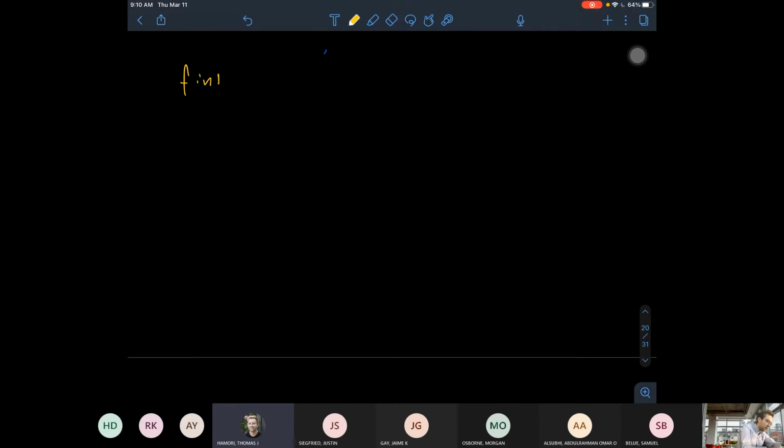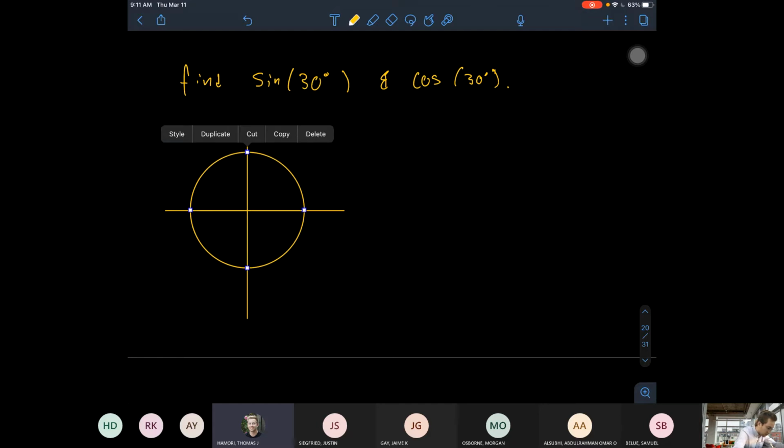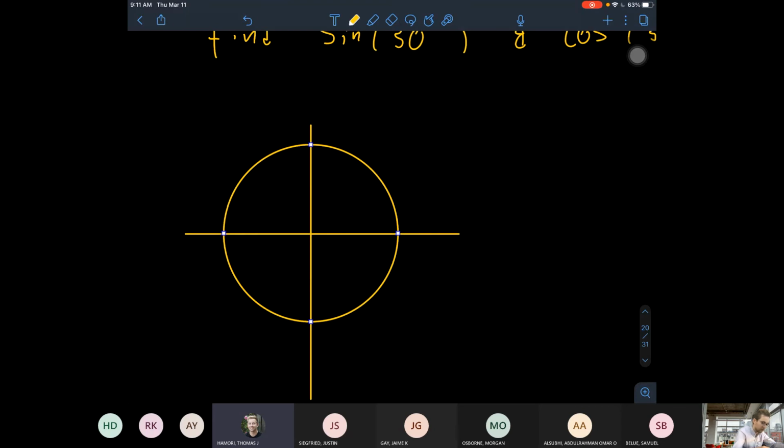Let's find sine of 30 degrees and cosine of 30 degrees. Okay, I'm just going to go through this example a little bit quicker than I did the last one. The first step is always to draw my unit circle. Of course, I want to actually have a straight line. Well, that was pretty good. Almost got it perfectly on. Okay, so there's our unit circle.